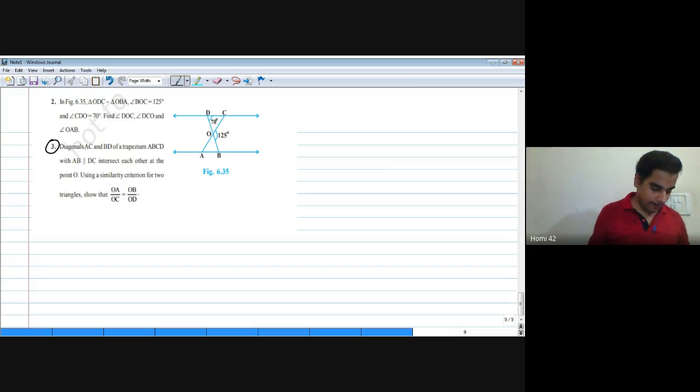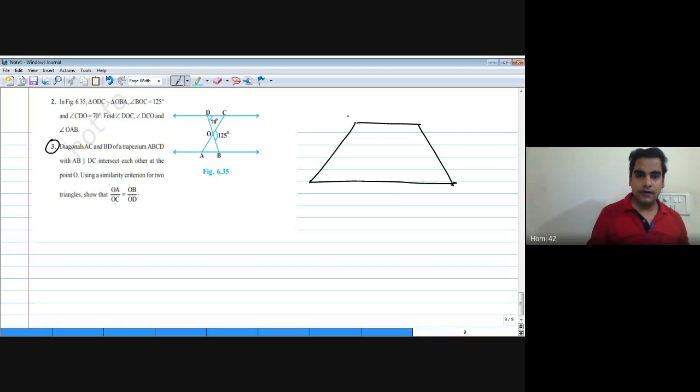Explain the last part? I didn't get this. Do you want me to explain this last part? Using similarity criteria. Okay. So we are given a trapezium. This is the trapezium given to us. We have A, B, C, D. AB is parallel to CD, and they intersect each other at this point O.